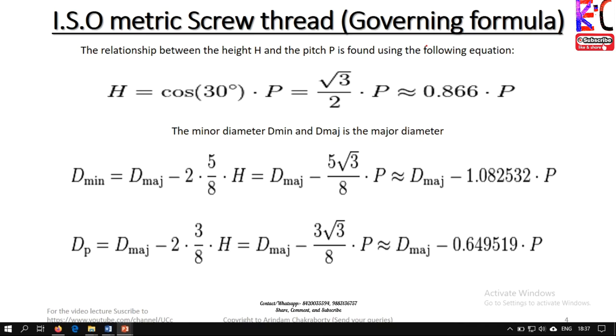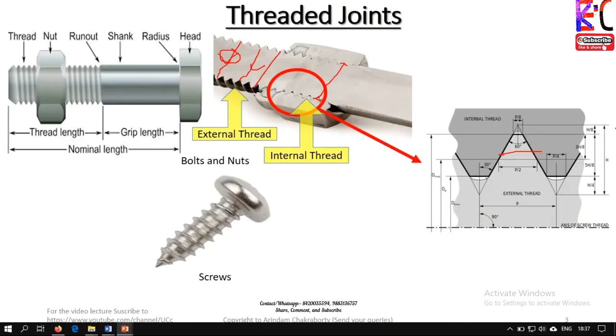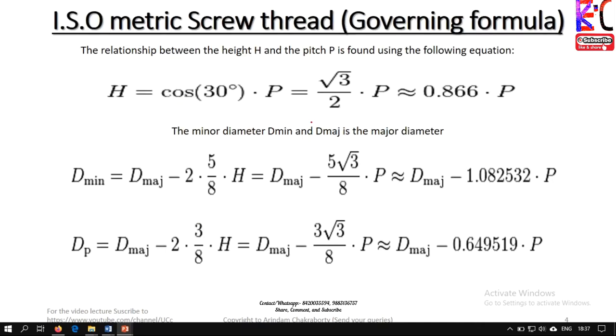So there is a relationship between the height, pitch and everything. What is height? Let us see over there. Height is this point to this point. That means the teeth connection point from this point to this point. This is called height, and P is the pitch. Okay, so as I have told you, D minor equals D major. So these are the relations we use for designing ISO metric threads.